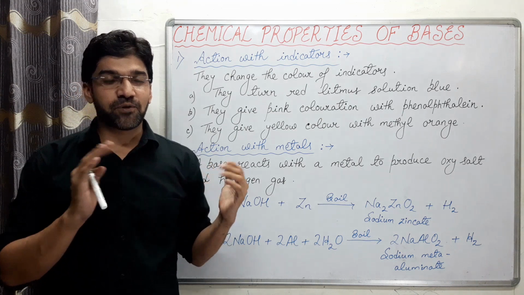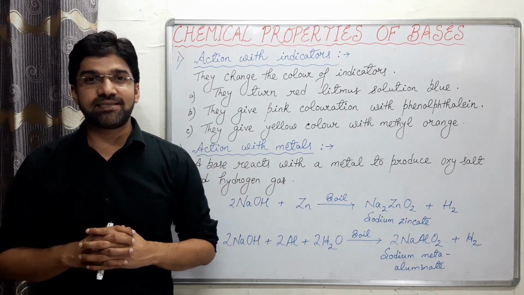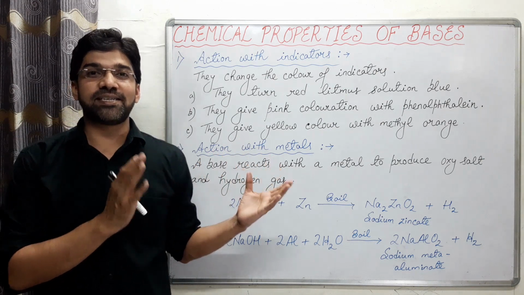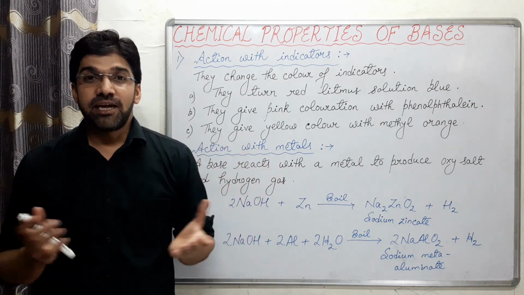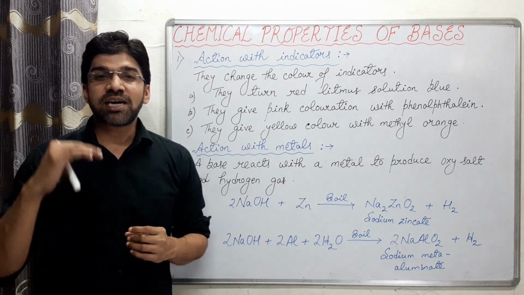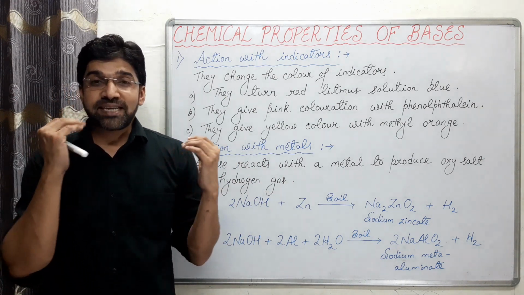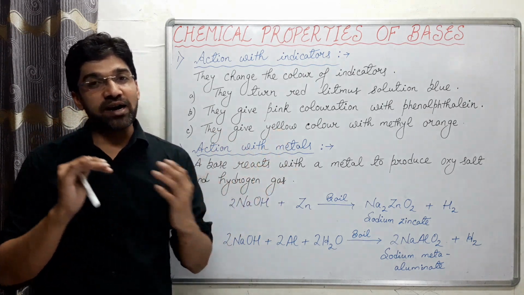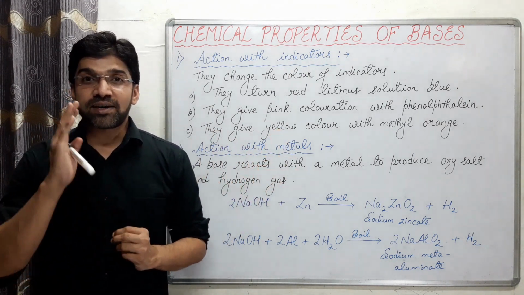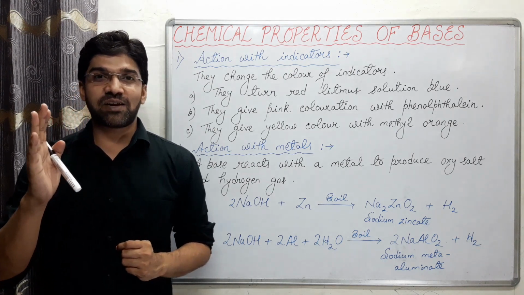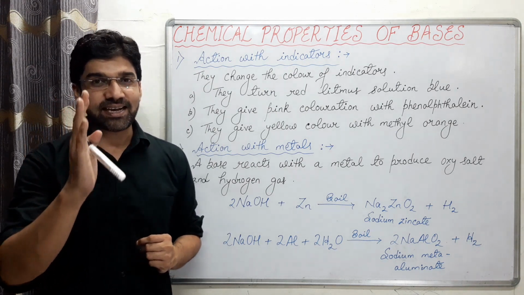This is the fourth lecture of the chapter acids, bases and salts. In the previous lecture, we started with base. So what is a base? A base is a compound which produces hydroxide ions in the aqueous solution. And the base can be water soluble or water insoluble. The water soluble bases, which mainly produce hydroxide ions in the aqueous solution, are called alkalis.